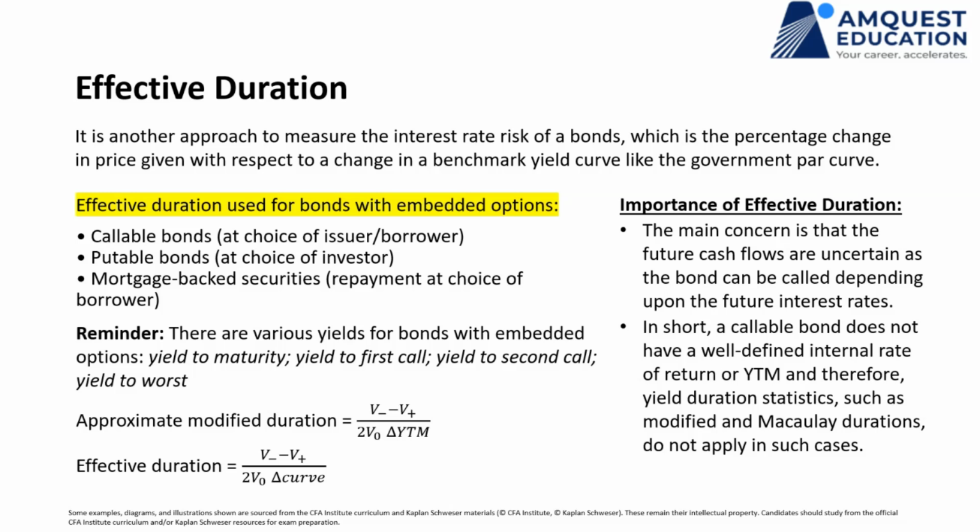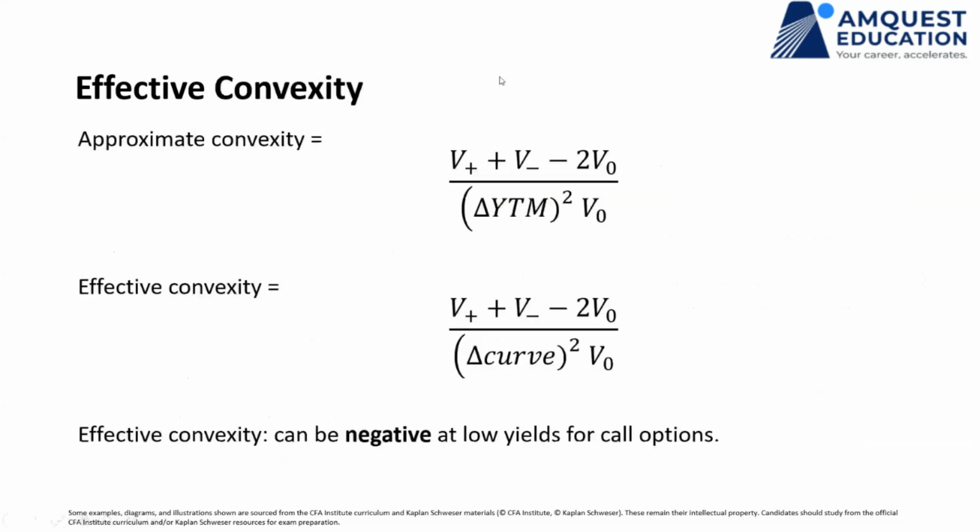So there were two types of duration or convexity. One which you use for plain vanilla bonds, which is your normal yield-based duration and yield-based convexity, and then there is curve-based, which means we are going to talk about embedded option bonds.